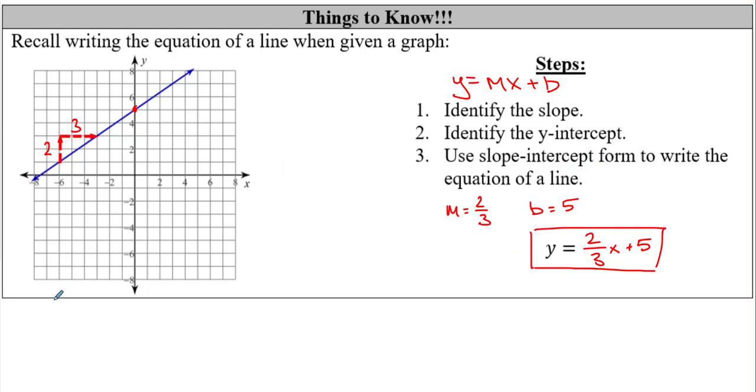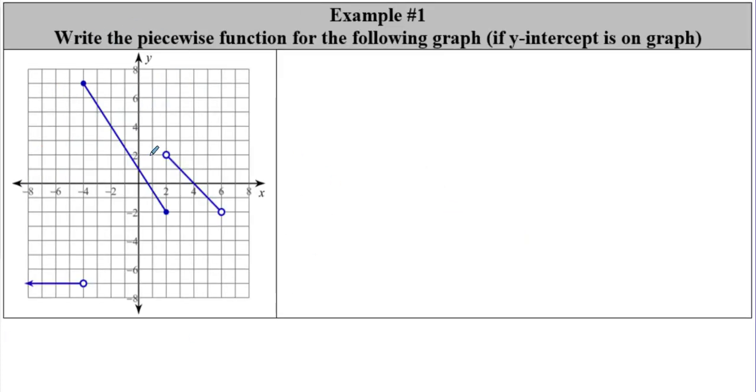All right, so let's jump in. We got a couple examples here. This first one wants us to use this graph. It says write the piecewise function for the following graph. And I put this notation on here because if the y-intercept is on the graph, it is a little bit easier. It requires less work. But it doesn't necessarily need to be, and you'll see that in the next example. But what we can do when the y-intercept is on the graph is really simple. All we need to do is extend our graph, and we can see those values as they are.